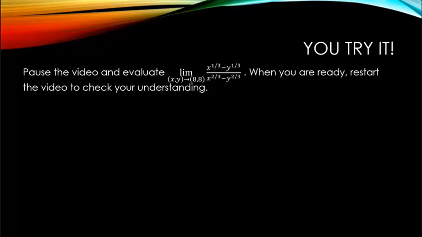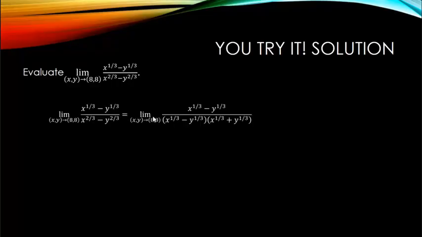Pause the video and evaluate the limit as xy approaches 8, 8 of the rational expression x to the 1/3 minus y to the 1/3 divided by x to the 2/3 minus y to the 2/3. When you're ready, restart the video to check your understanding. To evaluate this one, I'm going to factor my denominator. I'm going to rewrite my limit as the limit as xy approaches 8, 8 of x to the 1/3 minus y to the 1/3 divided by the quantity x to the 1/3 minus y to the 1/3 times the quantity x to the 1/3 plus y to the 1/3.